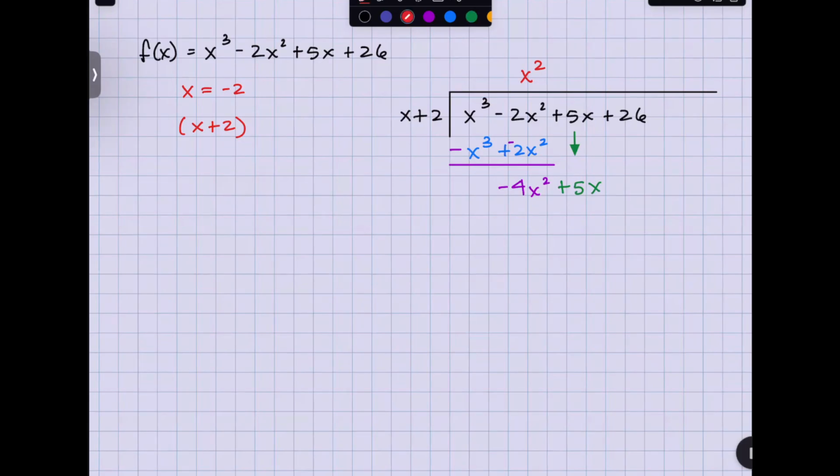So that's going to give me what? -4x. Flip the signs and add. That's going to give me 13.